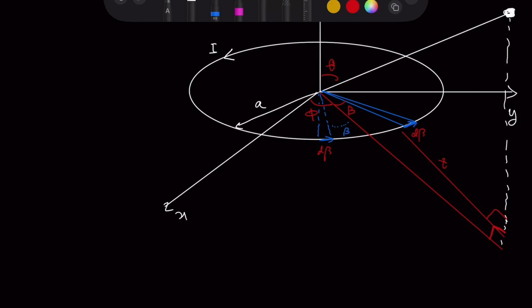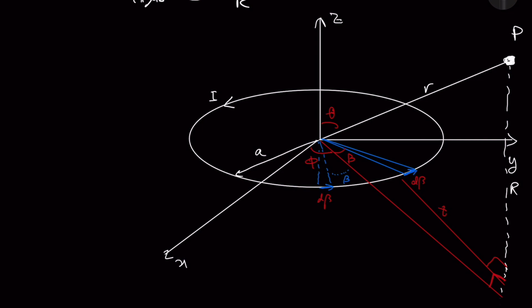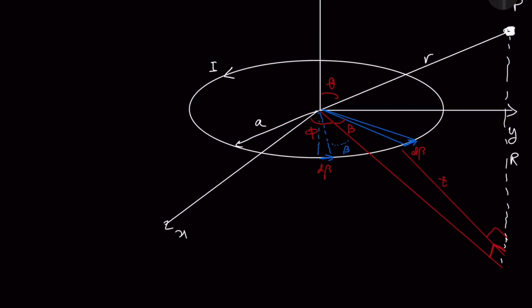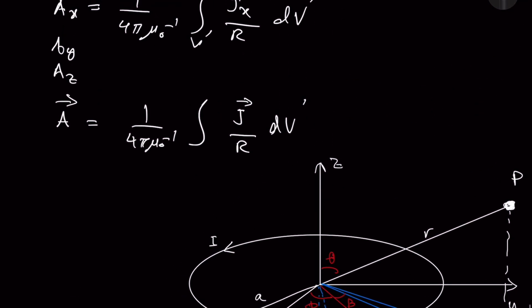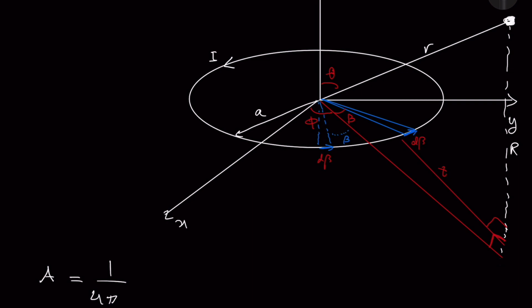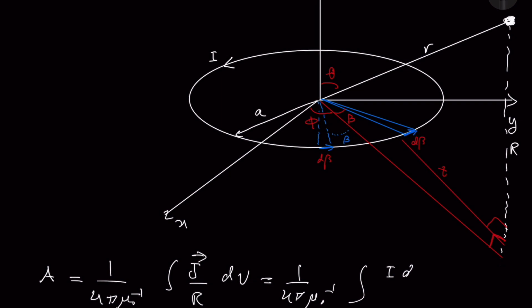Probably not. So let's call this distance r, and this one capital R, the dotted line. All right, let's do something here. So we know that A is going to be dependent on J over R dV. Now in this case, this is going to be, say, I dl over R, right?